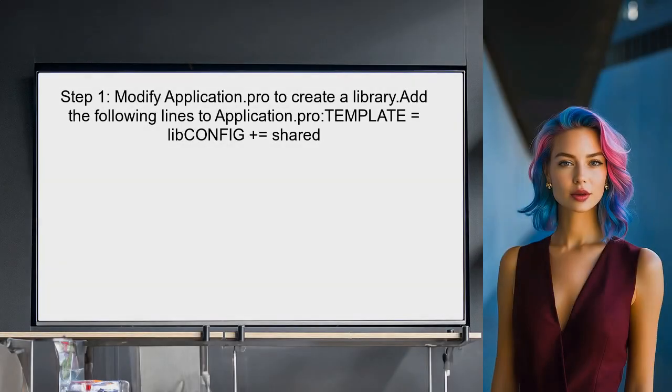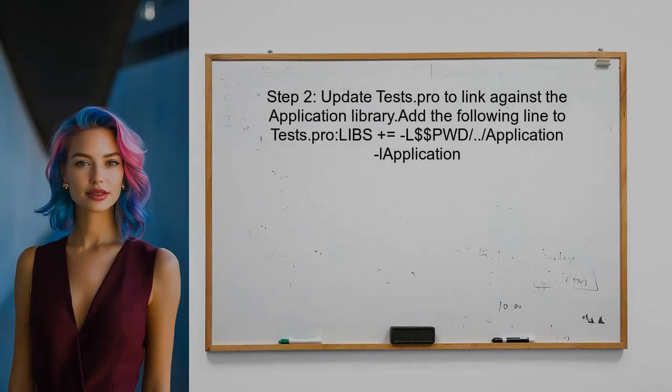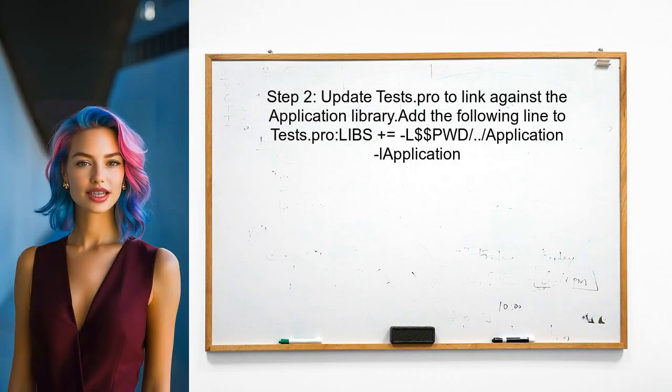To resolve the linking issue, the user should first ensure that the application project is compiled as a library. This can be done by modifying the application.pro file to include the necessary configurations. Next, the user needs to ensure that the test project can find the application library. This involves updating the test.pro file to link against the application library.